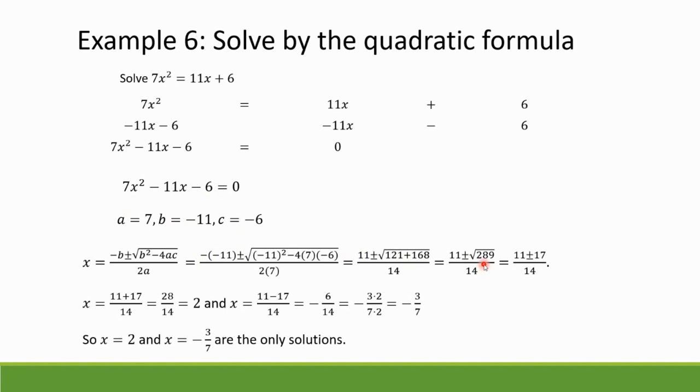That turns out to be a perfect square. It's actually 17 squared. So we end up with this. And then you get 11 plus 17 over 14 and 11 minus 17 over 14. Here I reduced it to negative 3 over 7. You don't have to do that, though. And those are the only two solutions.